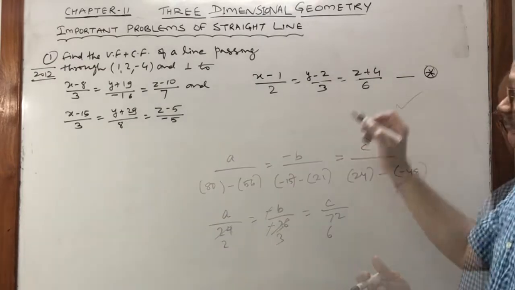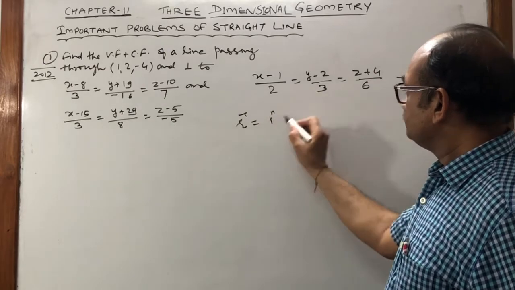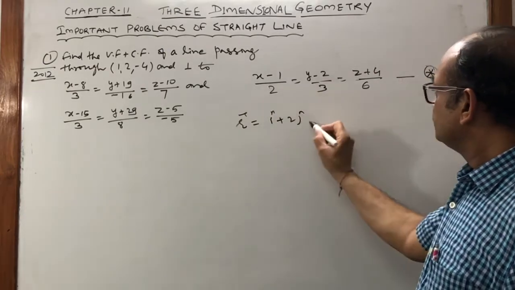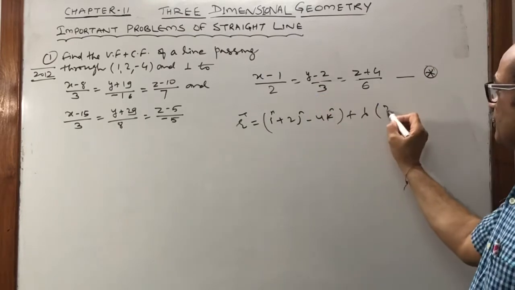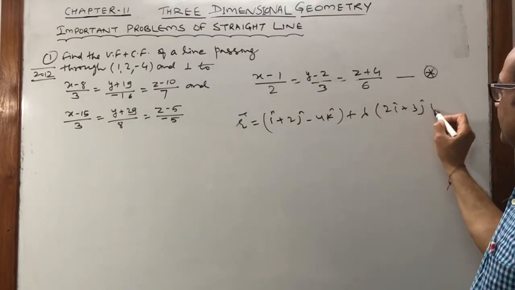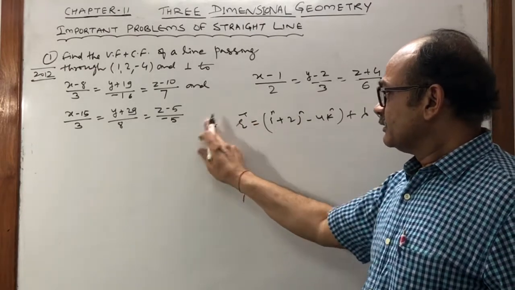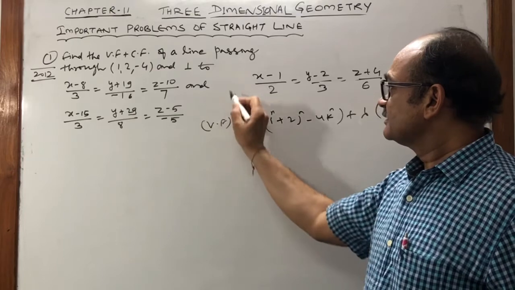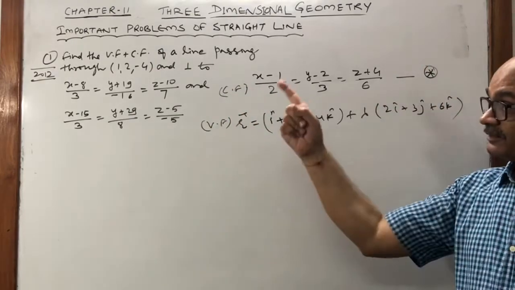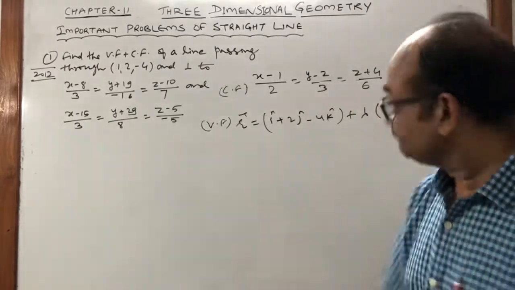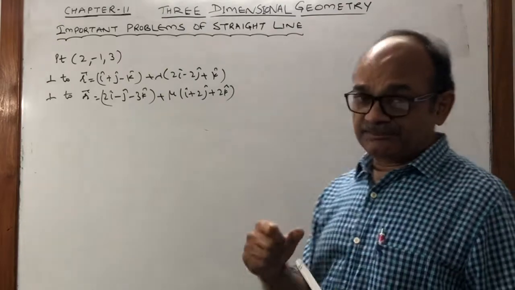Required line. So how do we write the vector form? r = i + 2j + 4k + lambda times (2i + 3j + 6k). So this is called the vector form and this one is the Cartesian form. Board 2012 question. Correct? Now one more question from the board CBSE 2012.